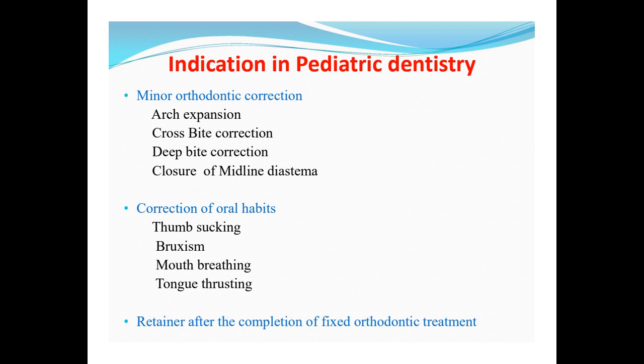Next is correction of oral habits, very commonly seen in the pediatric population, like thumb sucking, mouth breathing, tongue thrusting, bruxism. You can give this removable appliance for correction of oral habits. And the last one is as a retainer after completion of fixed orthodontic treatment. You would have seen in your cousins, most of them will be wearing a retainer after the fixed braces treatment is completed. Why? You don't want the teeth to go back towards the older position. You want them to be in the same position. So in such cases, removable appliances can be placed.